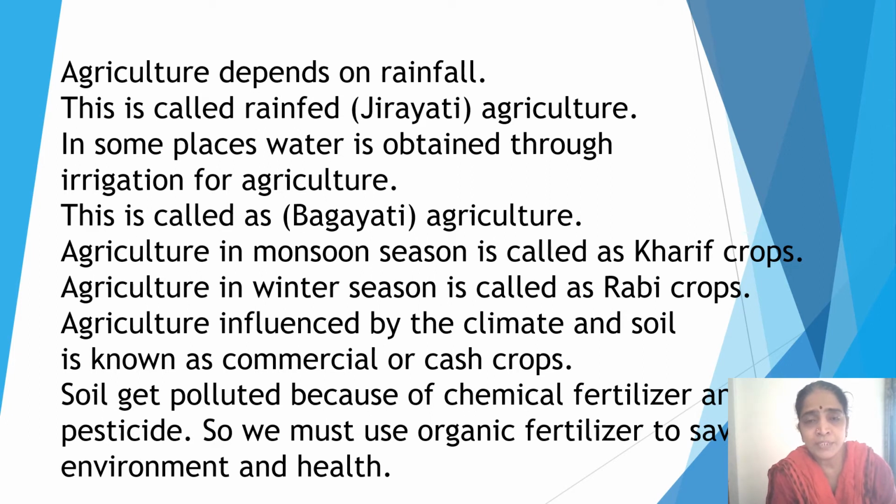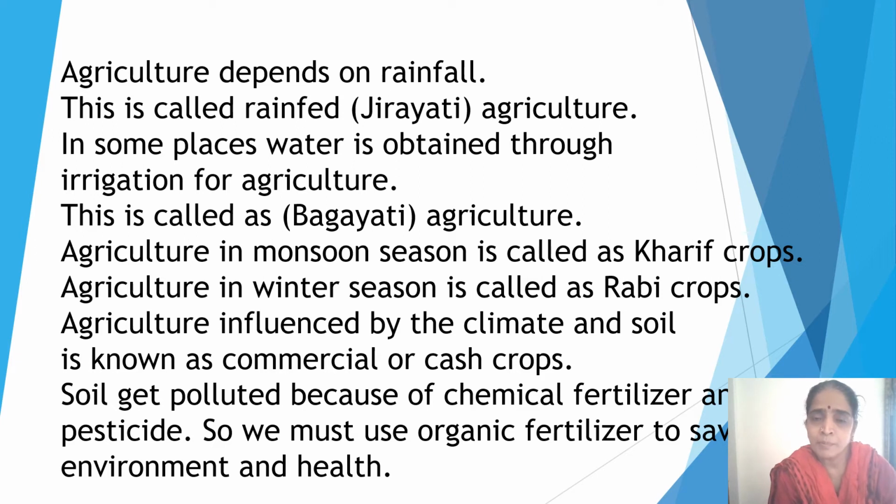And you know there are three different seasons: summer, winter, and rainy. The monsoon season is the rainy season. Some crops grow very well in the rainy season. That is called Kharif crops. And some crops are very good in winter. That is called Rabi crops. The crops not only depend upon water, they also depend upon the climate and the soil. Some crops, if the climate is good and the soil is good, you can grow more and more. That is called commercial crops or cash crops.